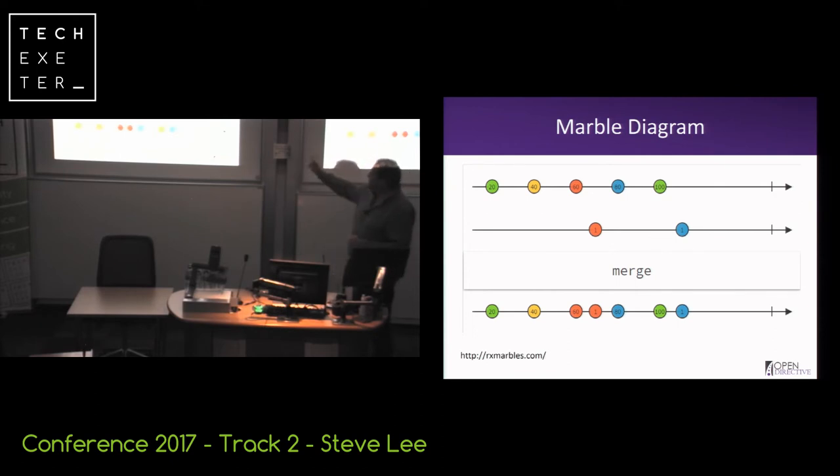And it's actually an interactive site called rxmarbles.com. It doesn't cover every single operator, and some of the more complicated ones are not there yet. But hopefully you can see very clearly that if you've got two streams, which have different sequences of events in them, merge simply gives you the interleaved result of that. Remember, this is time going along here. So we get the 20, we get the 40, we get the 60 on one stream. Then the second stream gives us a 1, so our output has that straight after the 60. Okay, and there are other operators like that.